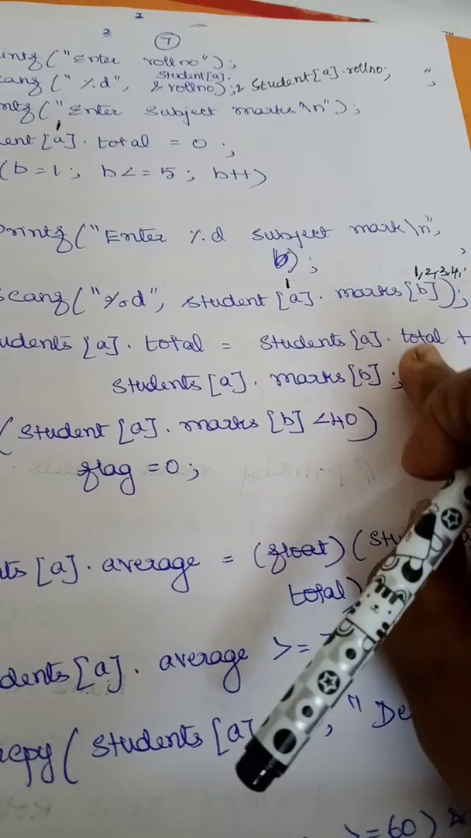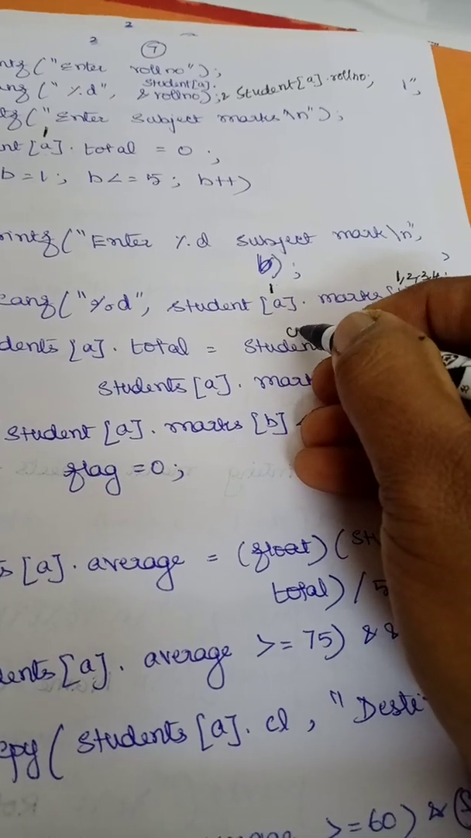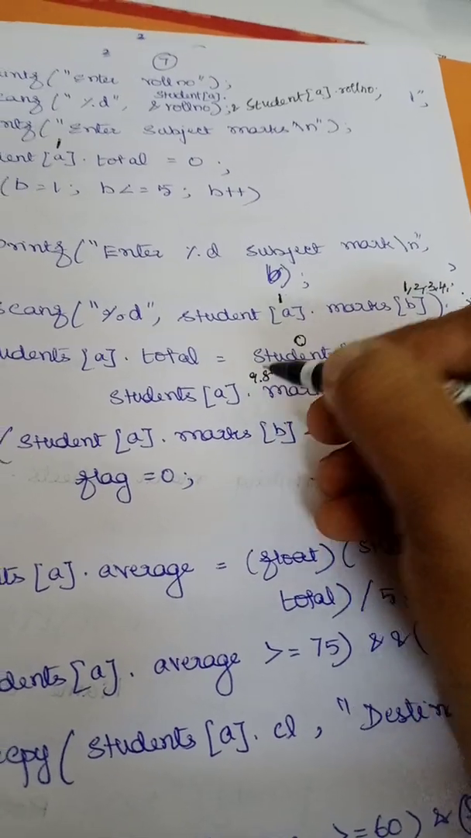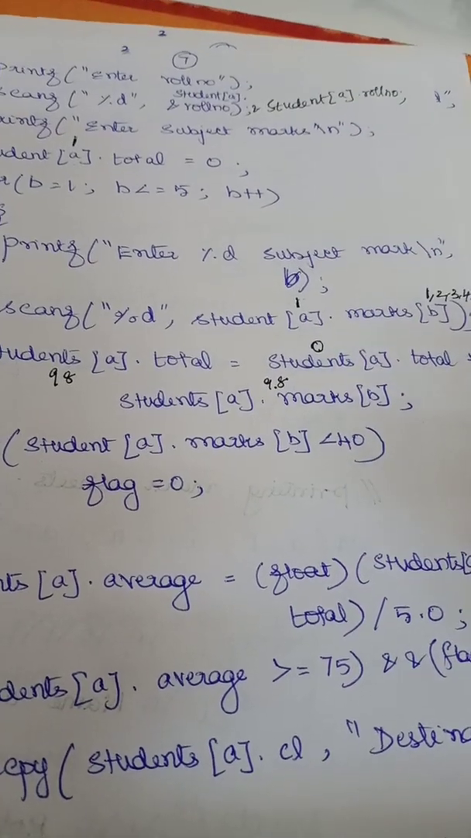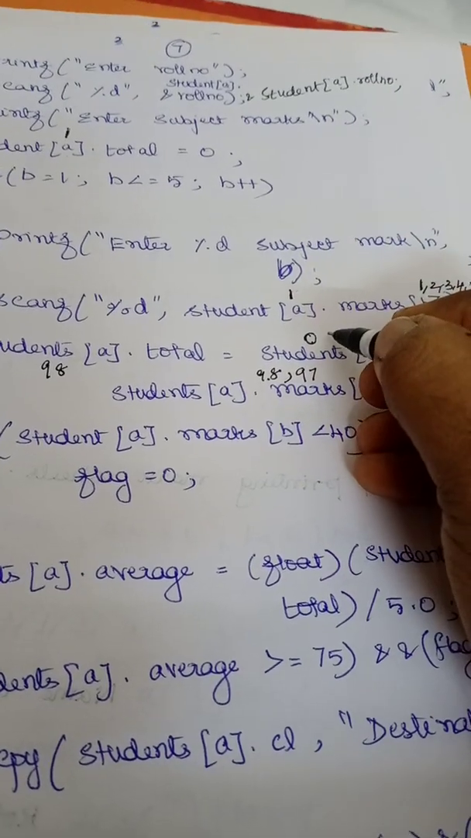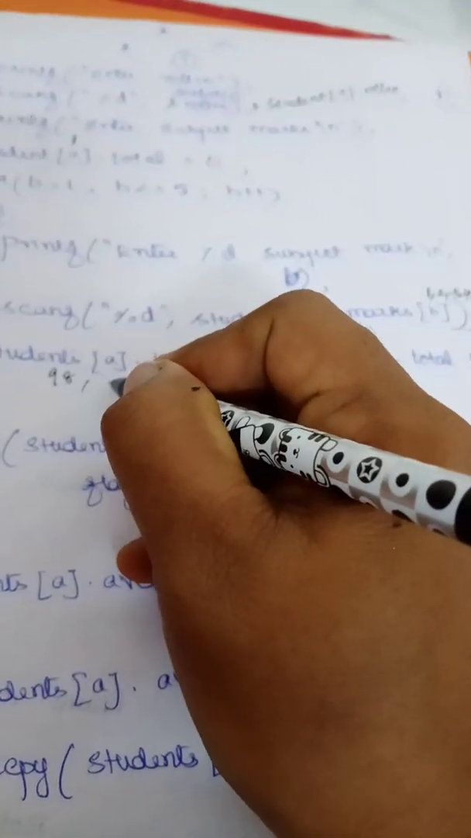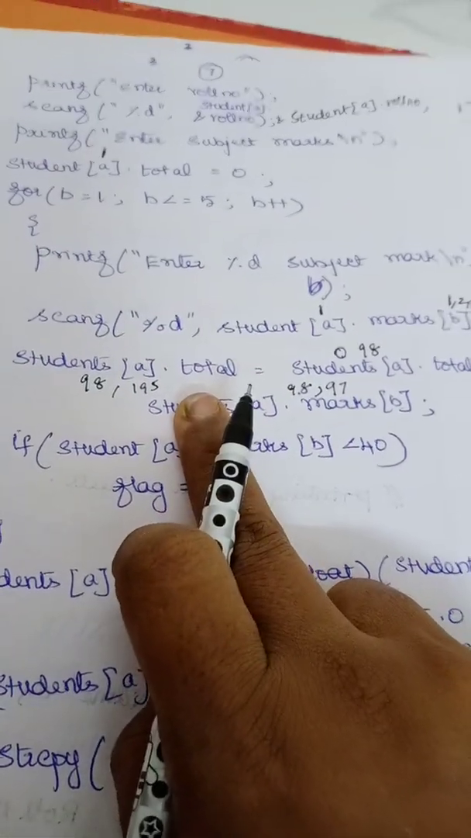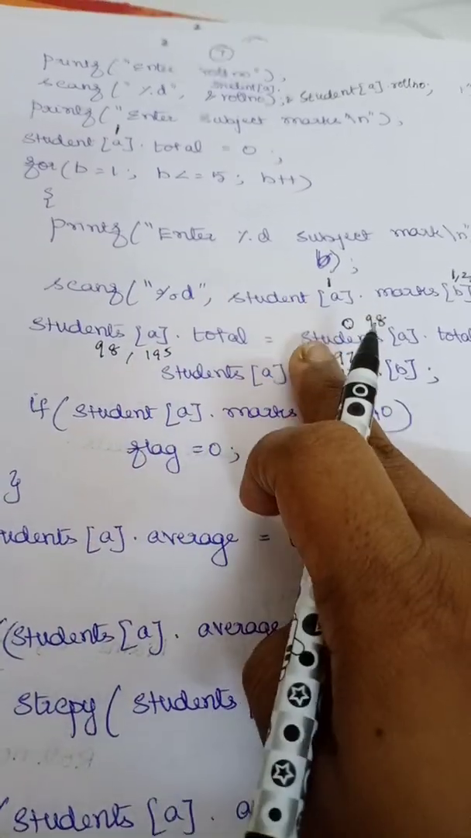Every time when I read the marks, I am going to add it with what? With my total. So first time it is going to be 0. If my mark is 98, I will have 0 plus 98. In the total, I will have 98. Is that clear? Next time when I read the next subject marks, for example, your next mark is going to be 97, so here I will have 98 plus 97, which is going to be 195, right? So like this it keeps on going, and I will add all my 5 subject marks in the total. Is that clear?